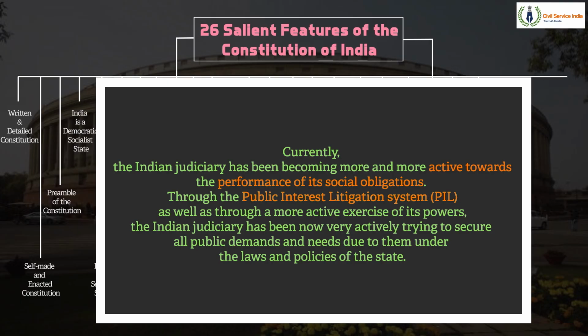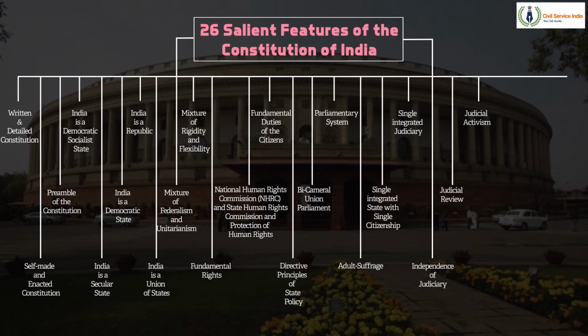Judicial activism. Currently, the Indian judiciary has been becoming more and more active towards the performance of its social obligations through the public interest litigation system, PIL, as well as through a more active exercise of its powers. The Indian judiciary has been now very actively trying to secure all public demands and needs due to them under the laws and policies of the state.